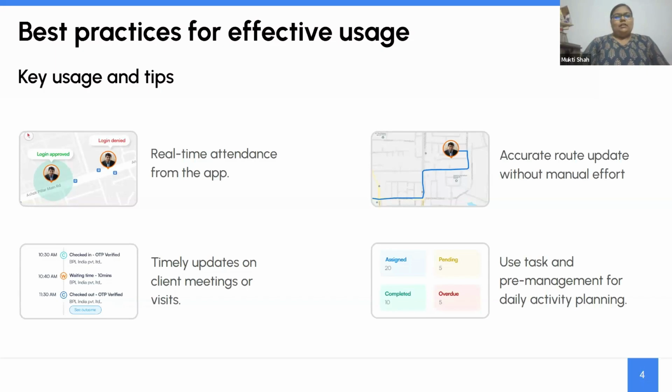Use task management for daily activity planning. With task management, tasks are chronologically assigned. Like if you have 20 tasks assigned, you can see that 10 are completed and 5 are still pending. So you can check your daily activity and plan accordingly for your daily work also.